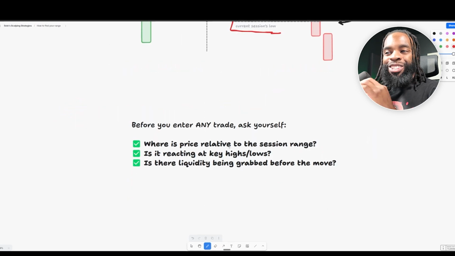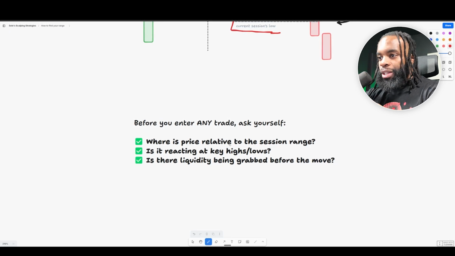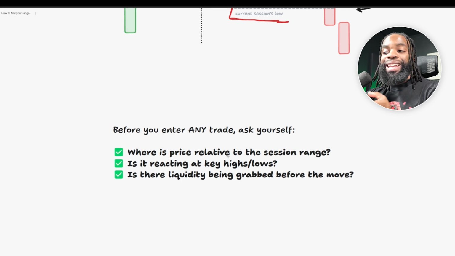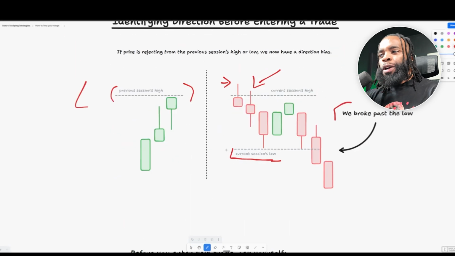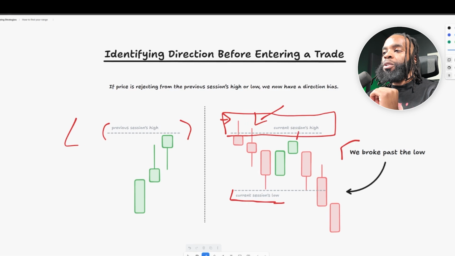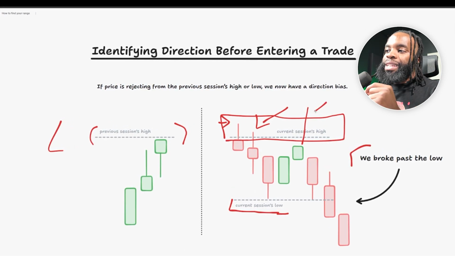Before you enter any trades, ask yourself these important questions. First, where is price action relative to the session ranges? Second, is it reacting at key highs or key lows? Third, is there liquidity being grabbed before the move? If we go back to this chart and imagine this was already a liquidity pool and we were grabbing liquidity, that's even more confirmation for you.